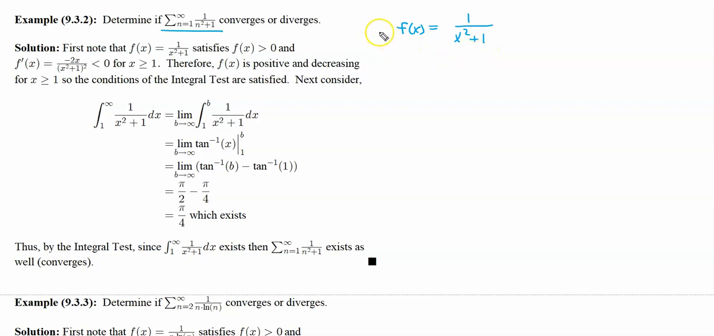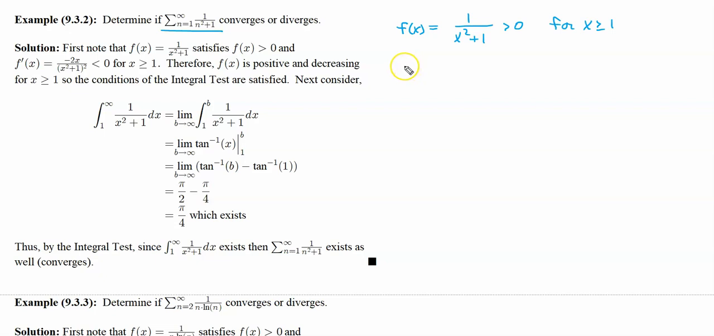Now we do need to verify that it satisfies the conditions of the integral test. So first of all, note that this is definitely a positive function for x bigger than or equal to 1. That's certainly true because x squared is always positive, x squared plus 1 is always positive, so yes, this is a positive function. Now we need to verify that it's decreasing.